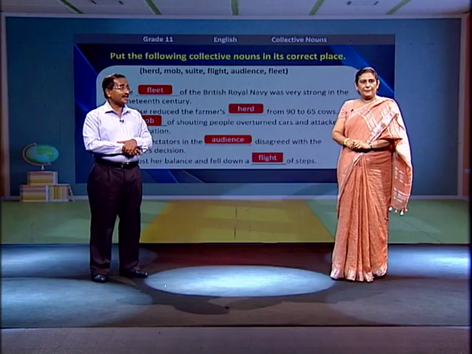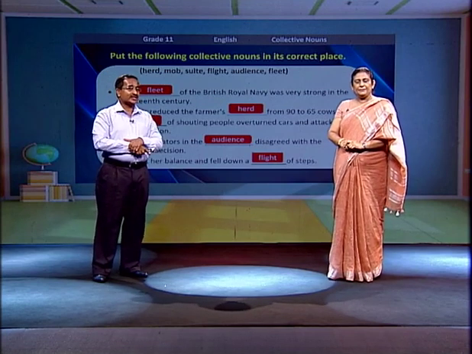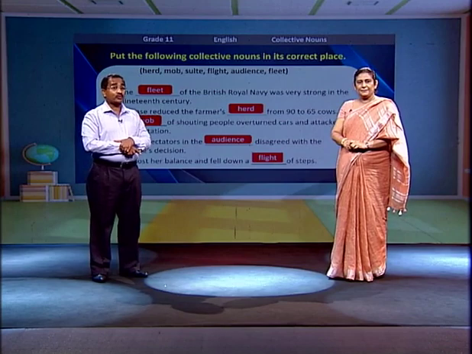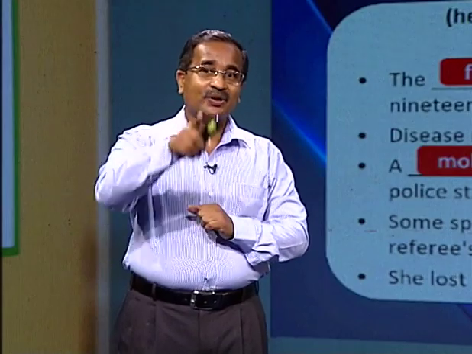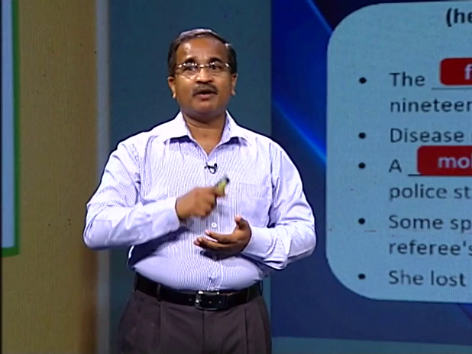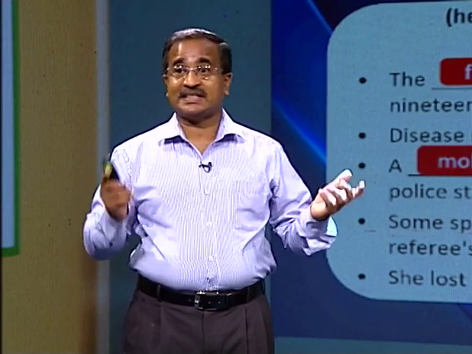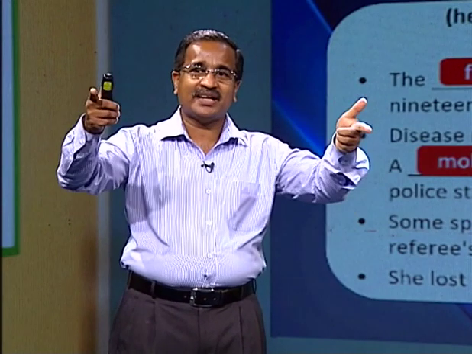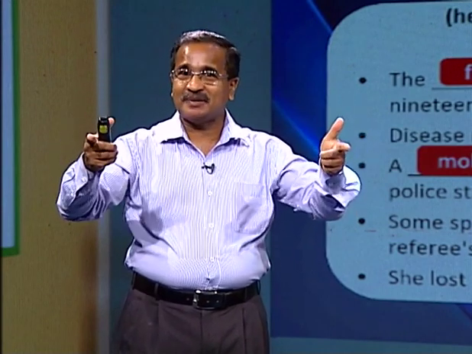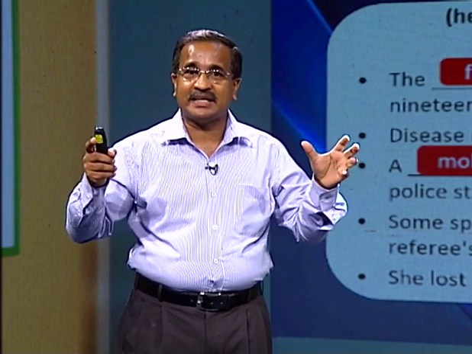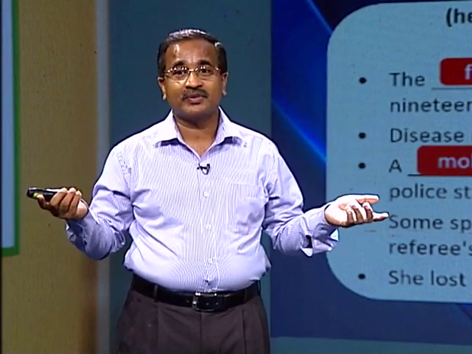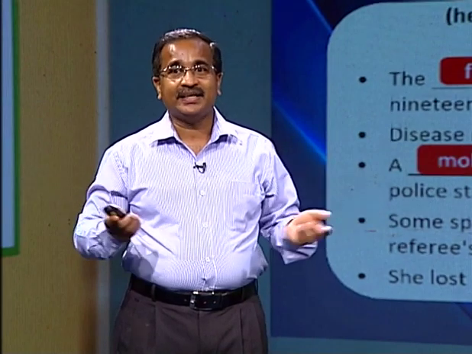Yes, as you mentioned before, we have used the word mob to talk about a group of people who cannot be easily controlled. Look at the third example. A mob of shouting people overturned the cars and attacked the police station. So it gives us the feeling that the people are unruly. They are behaving in a way that they cannot be controlled at all. Let's move to the next slide.